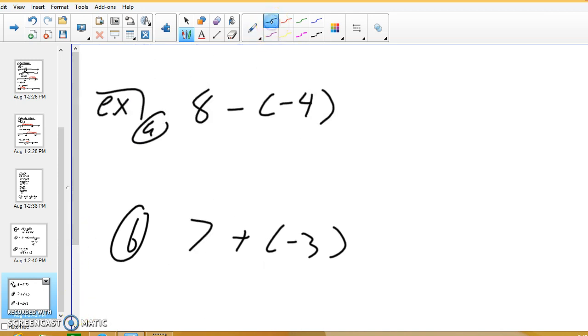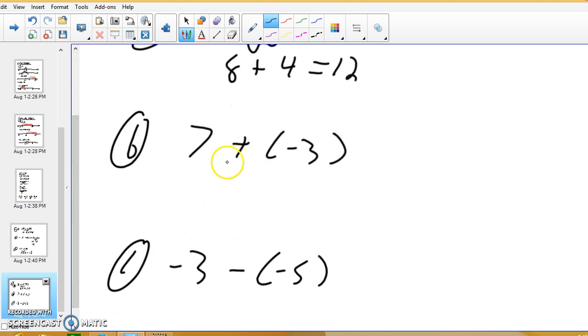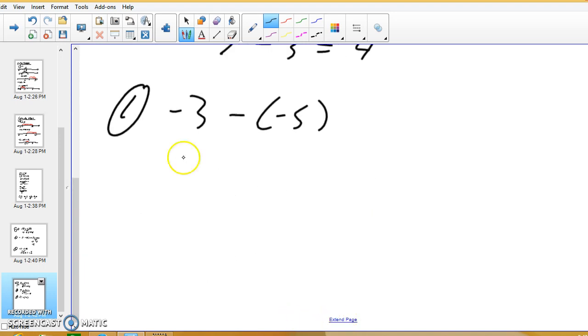Okay, let's just go through each of them. So 8 minus negative 4: a negative and a negative makes a positive, so 8 plus 4 is equal to 12. 7 plus a negative 3: a negative and a positive is a negative, so 7 minus 3 is equal to 4. And then negative 3 minus a negative 5: a negative and a negative again is a positive, so negative 3 plus 5. If you're at negative 3 and you're moving in the positive direction 5 spots, that is 2.